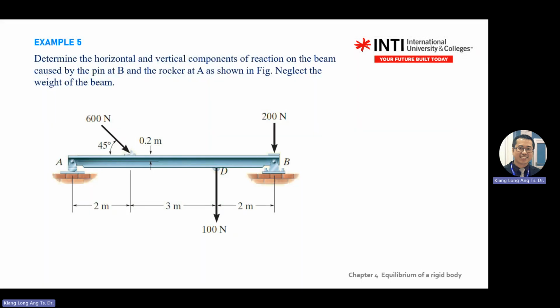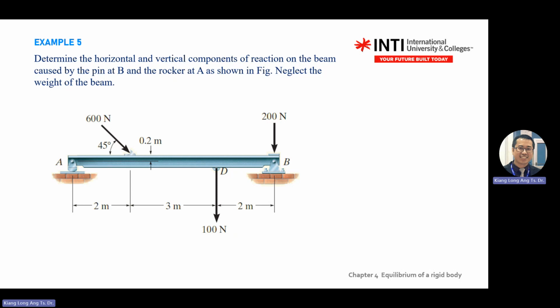So we try to solve example 5. So you are given example 5. Standard procedure is to draw free body diagram first. And in fact, in the question, we will give you direct instruction. The first part always asks you to draw free body diagram.